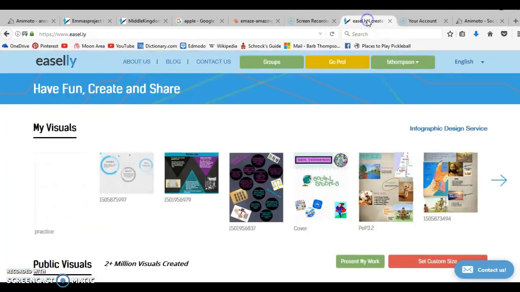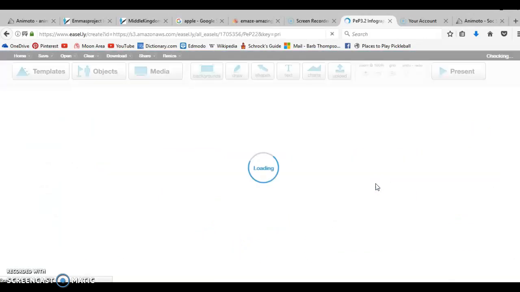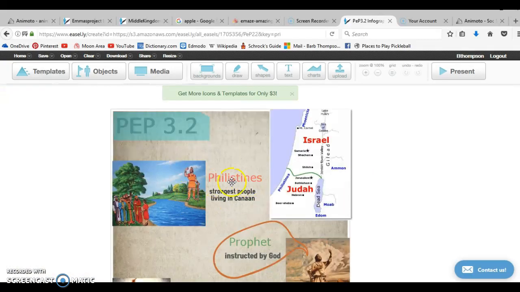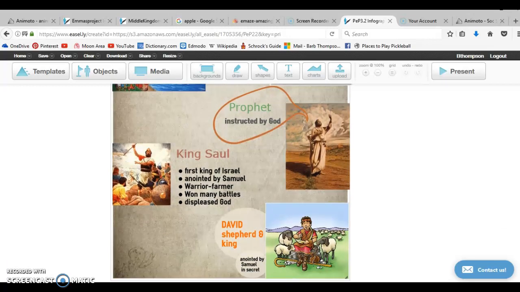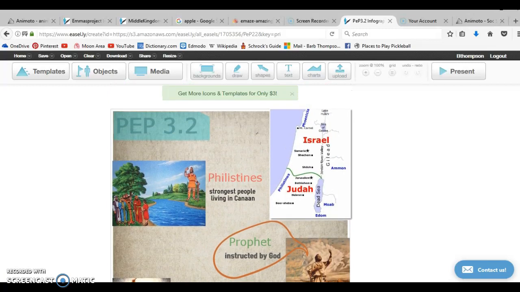On my Easel site, you can see that I have several infographics already here. How I use them, one of them, as I mentioned on the list, I used for vocabulary words. So I listed the keywords that were in the textbook and gave the definitions that go along with them. So I had this as we discussed those words.